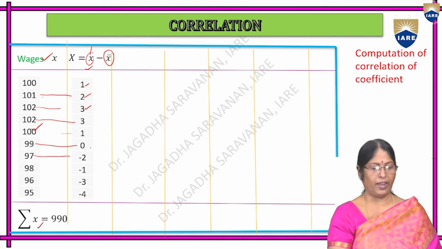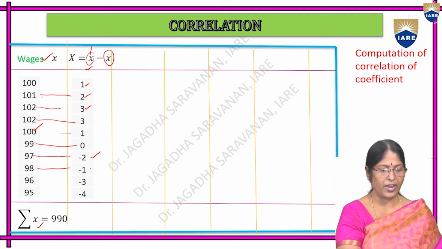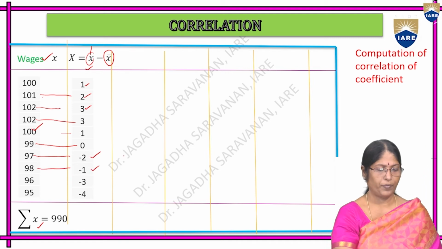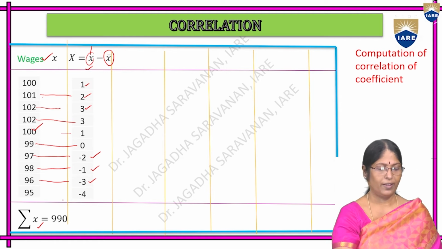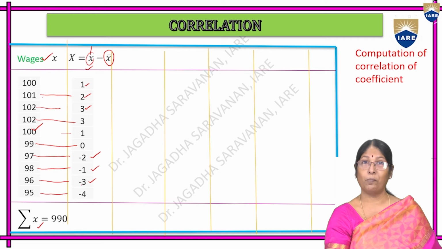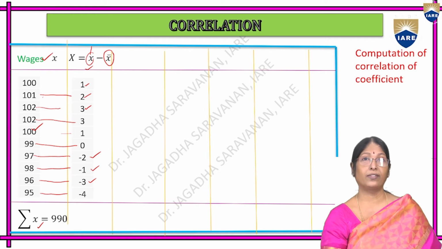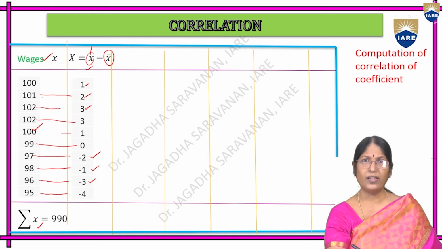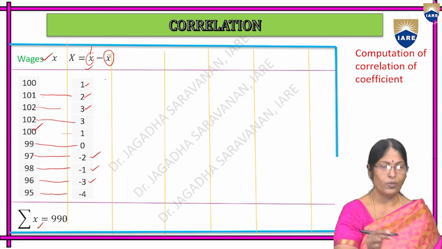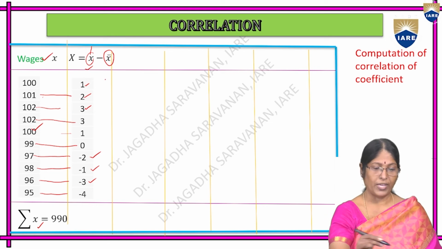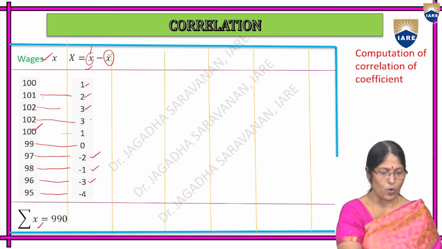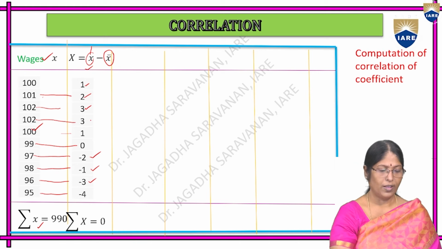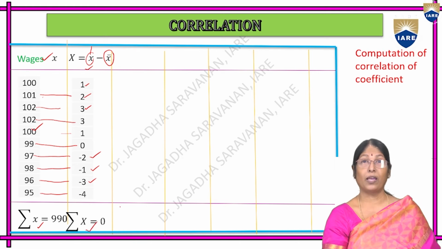97 minus 99, minus 2. 98 minus 99, minus 1. 96 minus 99, it is minus 3. 95 minus 99, minus 4. If the values are large, this is the easiest method to adopt. So now we have found the mean, and with the help of that mean, x minus x bar we have done. So we got these values. Now, summation capital X equals 0.